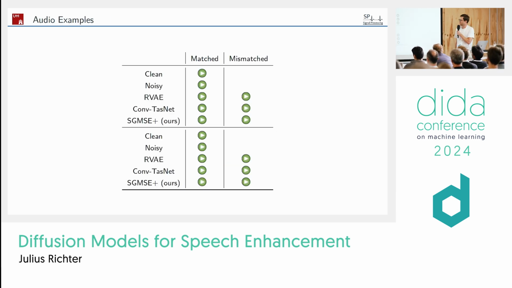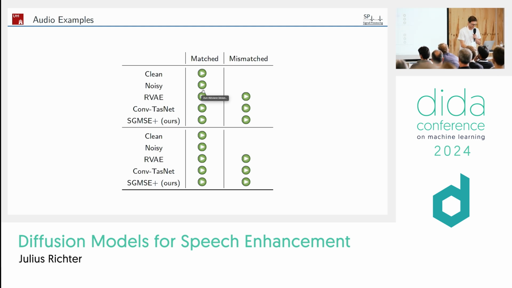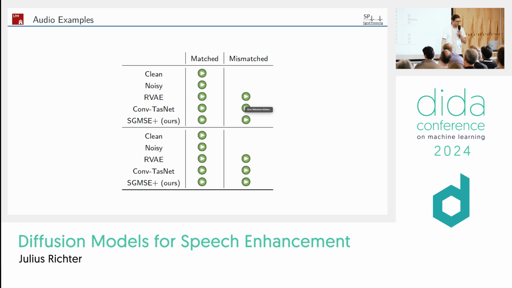All right, so I showed you a lot of metrics, but yeah, judge for yourself. I will show you some audio examples. So I will first play the noisy input, and then I will play the output of a predictive baseline called conf-tasnet, and then I will afterwards play our output of SGMSE Plus.